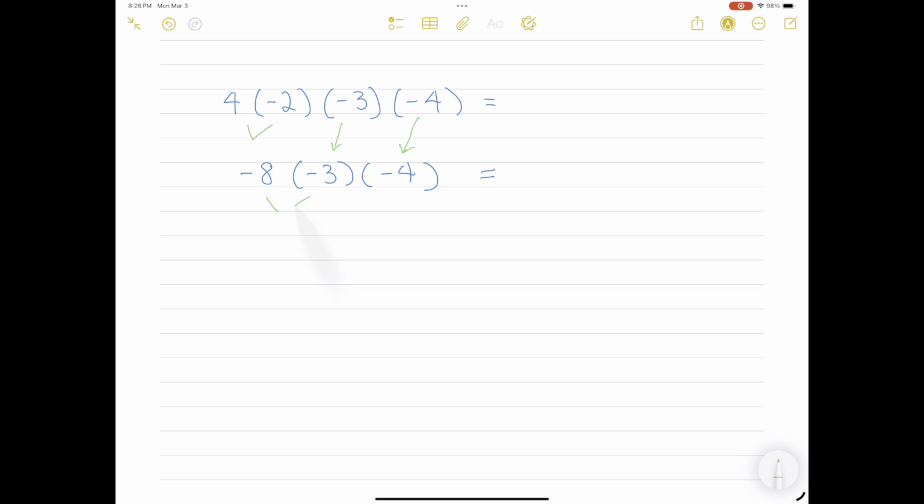Now I'm ready to multiply negative 8 times negative 3, which equals positive 24, writing that down on the next line, and again bringing down the rest of the equation times negative 4. Finally, I have 24 times negative 4, and I do the multiplication on the side. 24 times 4 equals 96, and I notice I have a negative times a positive, which means the answer is negative 96. I box my answer.